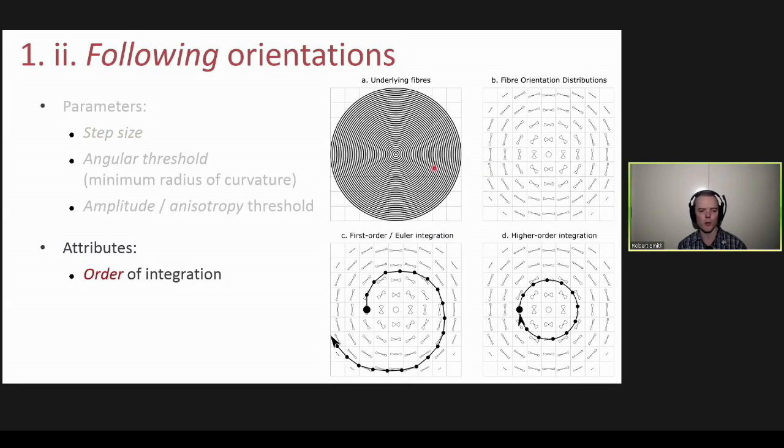Another little hidden one is what's referred to as the order of integration. This has to do with how the algorithm behaves in the presence of curvature. Generally, a higher number is better. You want a second order method or a fourth order method over a first order method. It's a little bit more complicated than that, but this is at least a demonstration of the kind of effect that this algorithm attribute has.